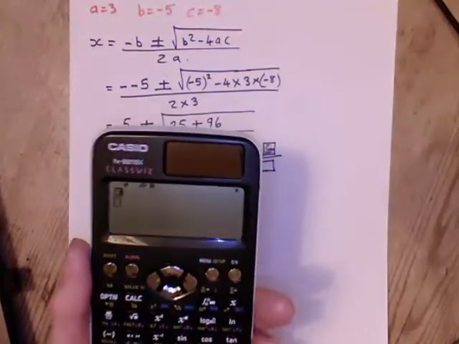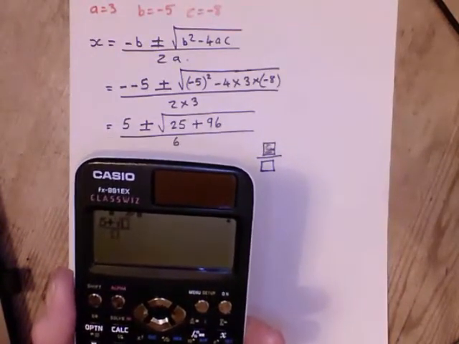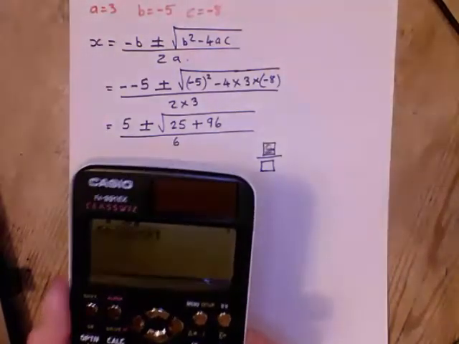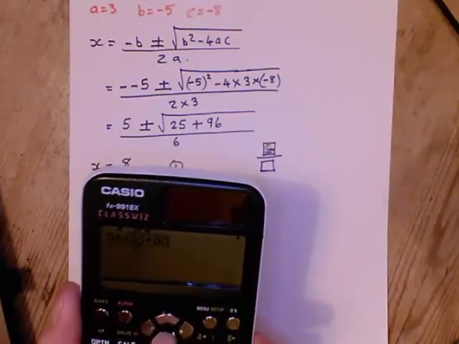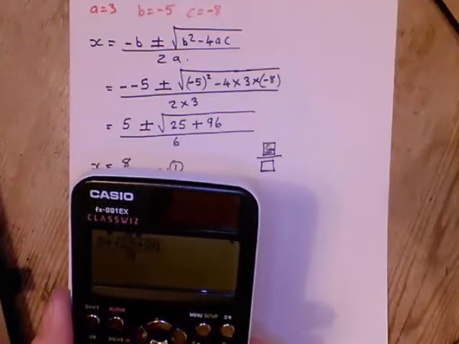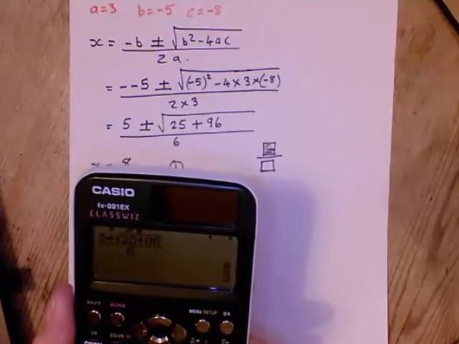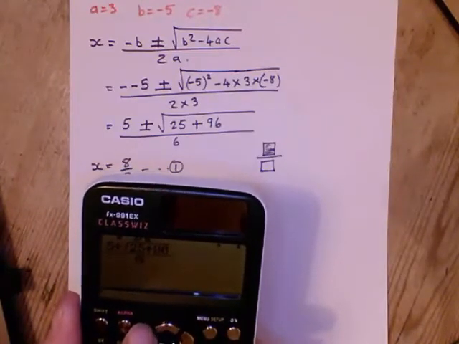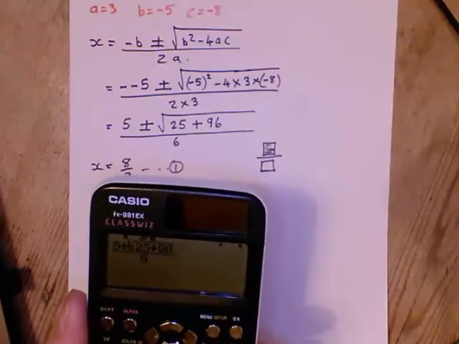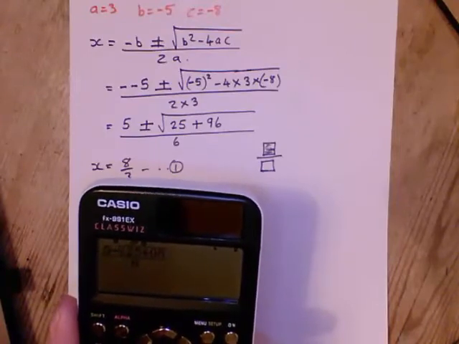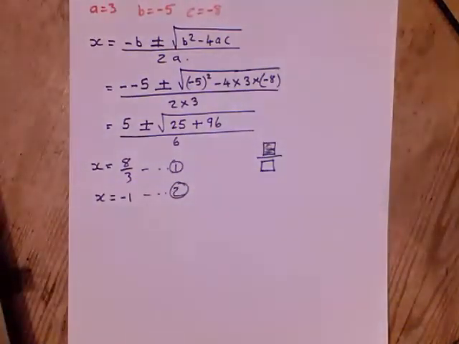So we start with 5 plus, remember it's plus or minus, we start with the plus, square root 25 plus 96. Now, around the middle of the calculator, you have some arrow keys, and we're going to use the down arrow to get down and put the 6 on the bottom. And then equals gives us our first solution, 8 over 3. Now we use these arrow keys and go backwards. So I'm going to go back over all the numbers I put in, and I'm going to get back to that first plus. I'm going to push the delete key, get rid of that, and put in the minus. Press equal, and there's my other solution, minus 1.